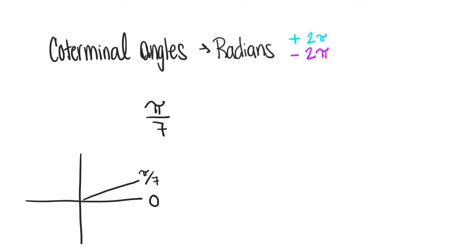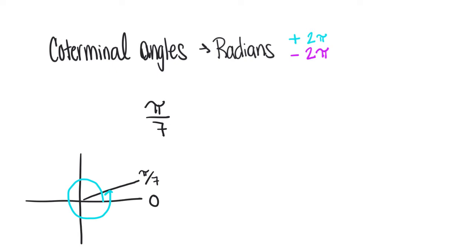When finding coterminal angles in radian measure, you will be adding either 2 pi or subtracting 2 pi. So here we have pi over 7, and I placed it on the coordinate plane so you can see if I were to add 2 pi, basically what I'm doing is moving in the positive direction around the coordinate plane and ending up in that same location.